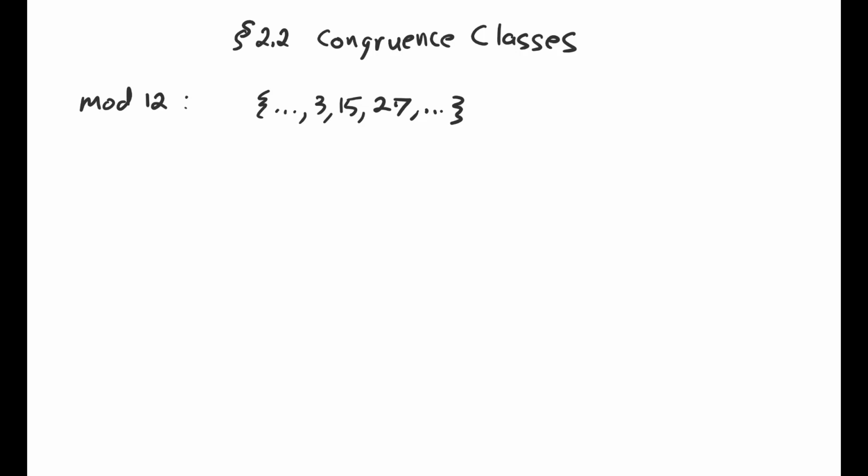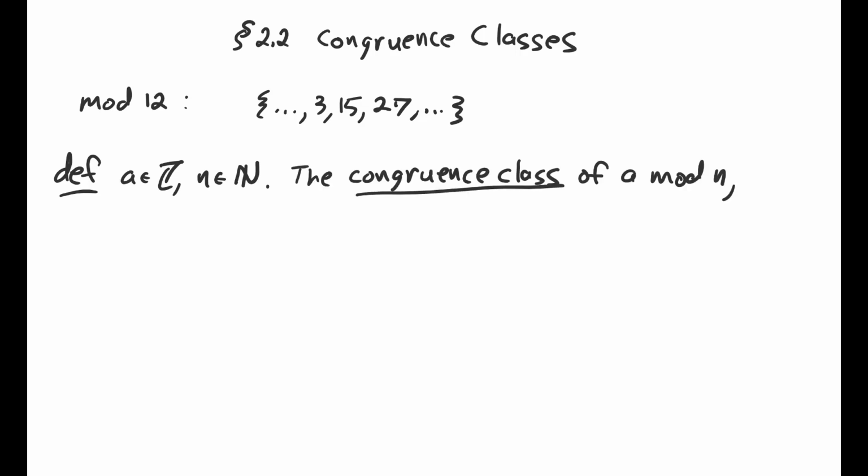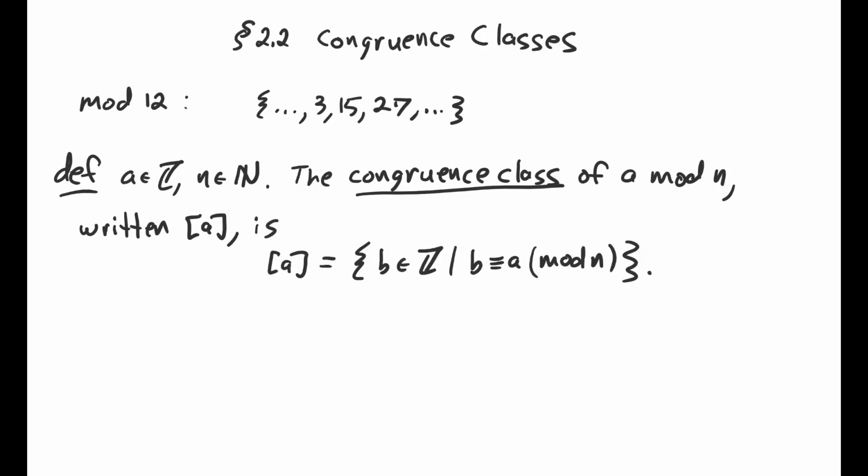And then, with the set of things that are all equal, you start working with that set as if it were a number in its own right. All right, here's the definition. The congruence class of A mod n, we're going to write with square brackets, is the set of numbers B that are congruent to A mod n.